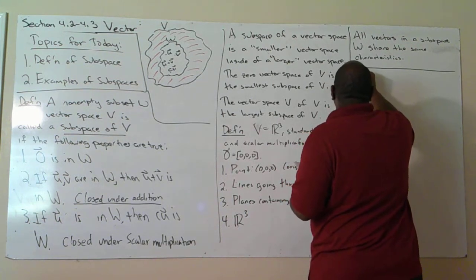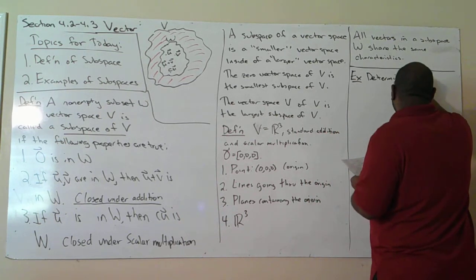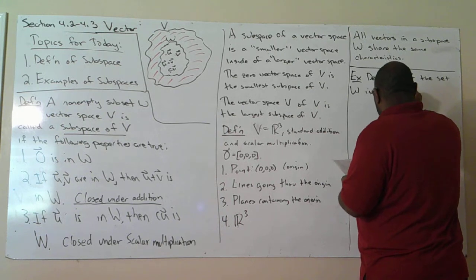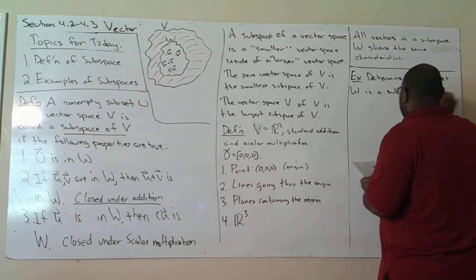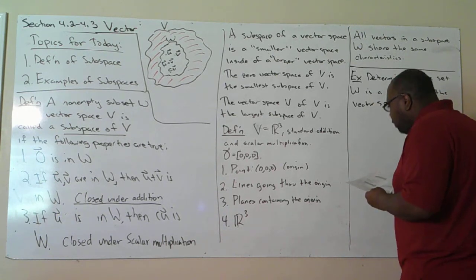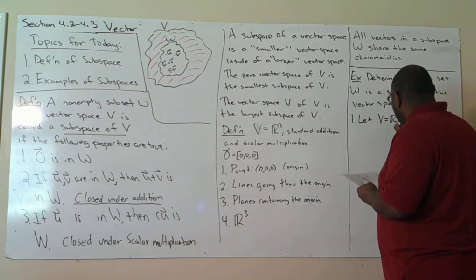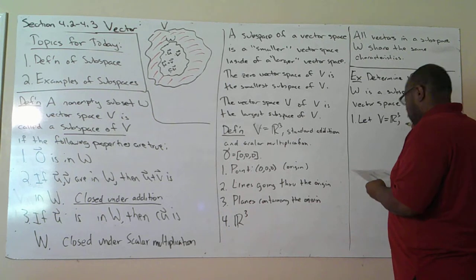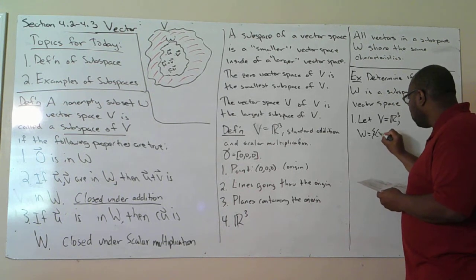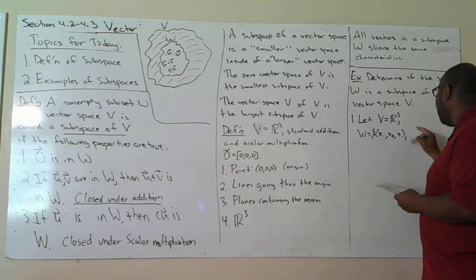All right. So here we go. Determine if the set W is a subspace of the vector space V. I'm going to give you one of them. So here's my first one. Let V equal R cubed, and let's say that W is equal to the set of all three-tuples where I have x1, x2, and 4. So 4 is always our third component, and x1 and x2 could be any real numbers.